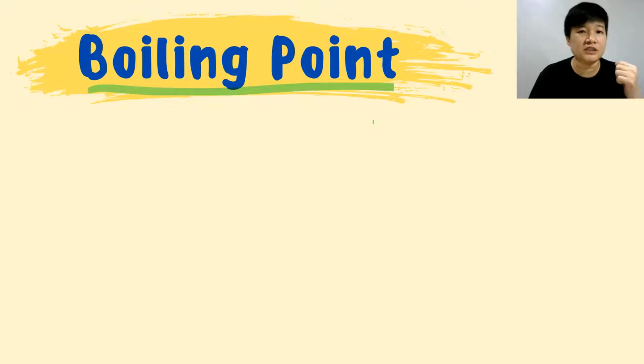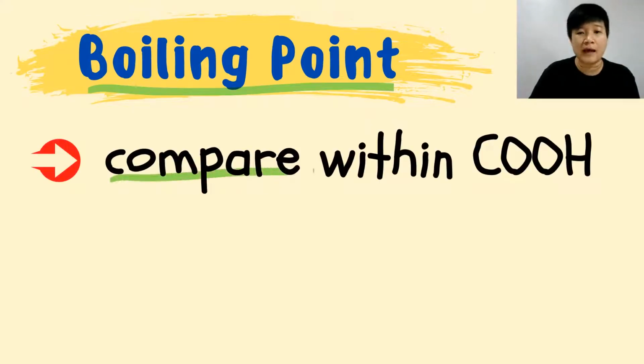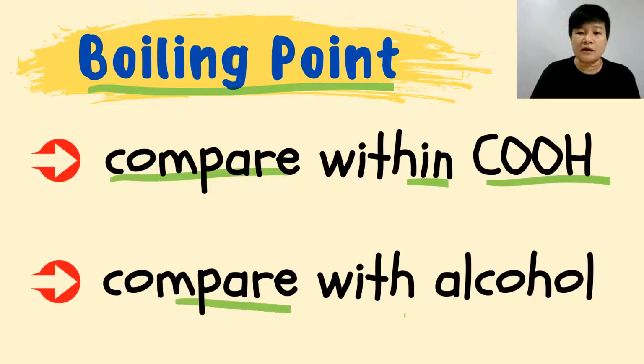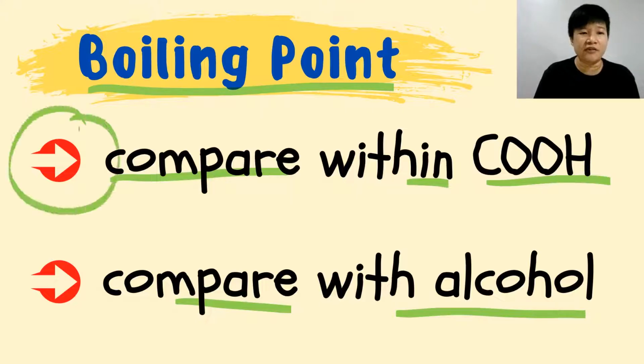We have two conditions that we are going to look at today. The first condition is we are going to compare within carboxylic acid. Means I'm going to compare two carboxylic acids and see which one has a higher boiling point. Another one, you can compare your carboxylic acid with alcohol. Means you can compare your propanoic acid with butanol and we'll see which one has a higher boiling point. And we will start off with comparing within your carboxylic acid.